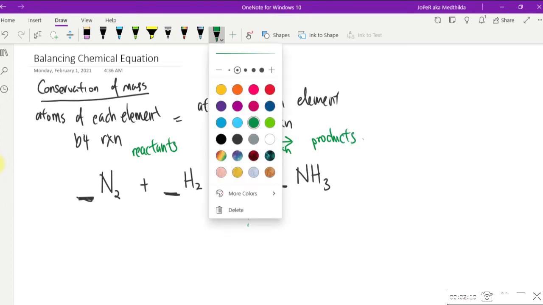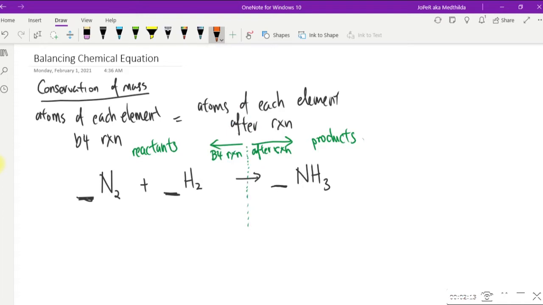So now, let's start our balancing. Let me use a red color to indicate. Before we start balancing, let's count the number of atoms of each element that we have. N2 means that we have 2 nitrogens. All of the same element we write in one row. So 2 nitrogens over here. Here we have 2 hydrogens. Because it's a different element, I'll write it on a separate row. Here we have 1 nitrogen, 3 hydrogens. This indicates how many atoms of each element that we have.